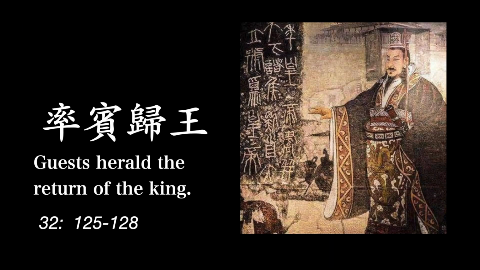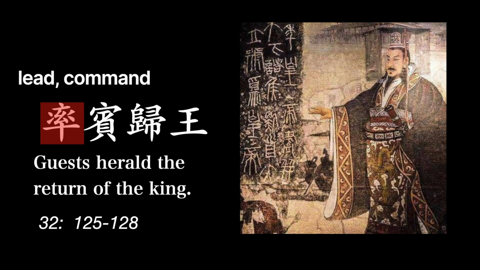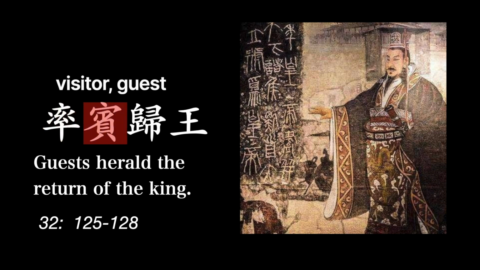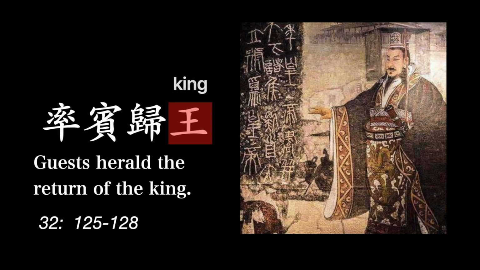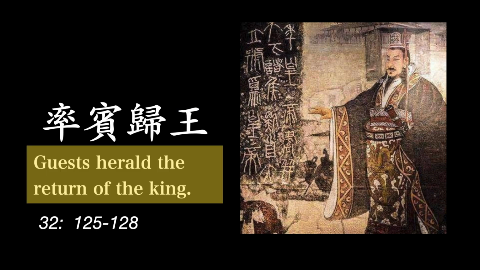On to the 32nd line. The first character here means lead or command. The next one means visitor or guest. The third one means return. The fourth means king. The translation reads, guests herald the return of the king.